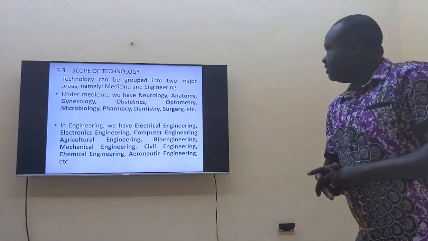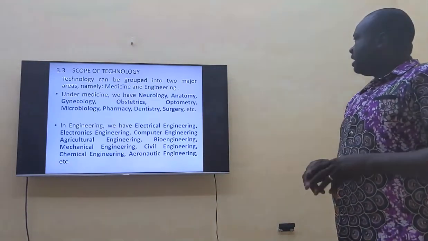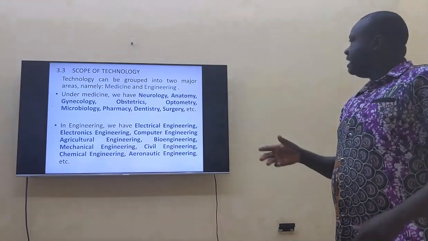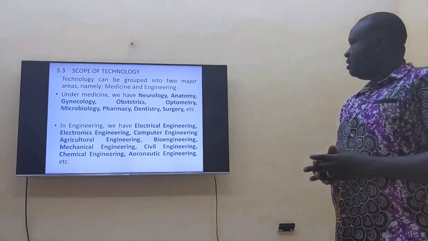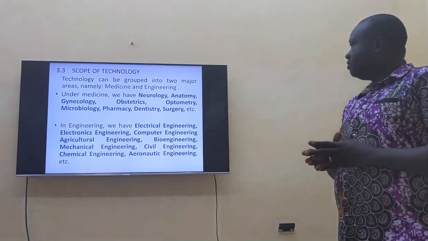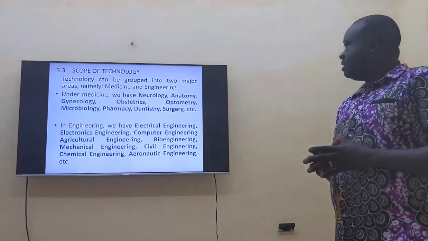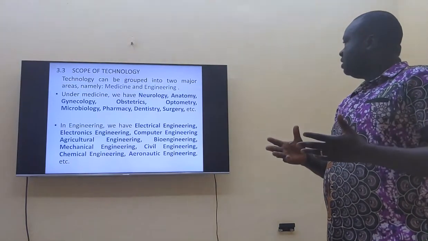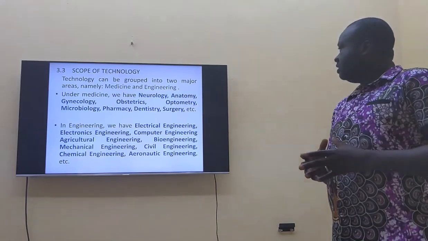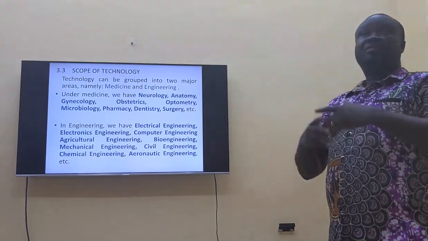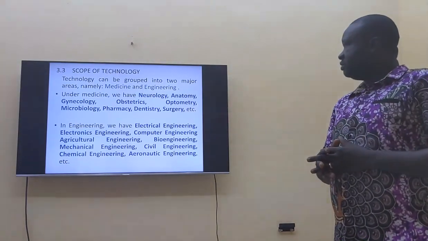3.3 is scope of technology. Technology can be grouped into two major areas, namely medicine and engineering. Under medicine, we have neurology, anatomy, gynecology, obstetrics, optometry, microbiology, pharmacy, dentistry, surgery, etc. There are some others, innumerable to mention.